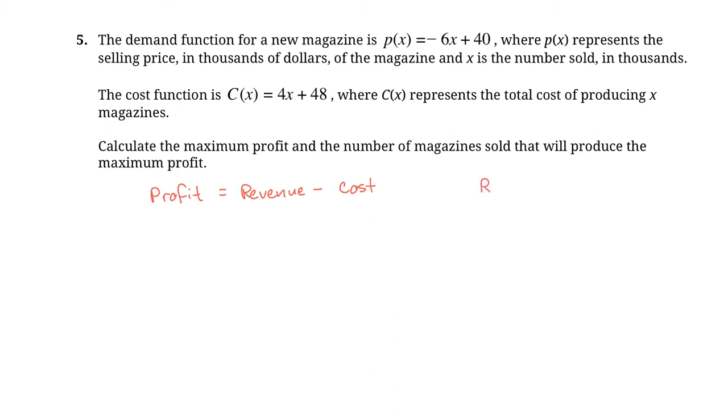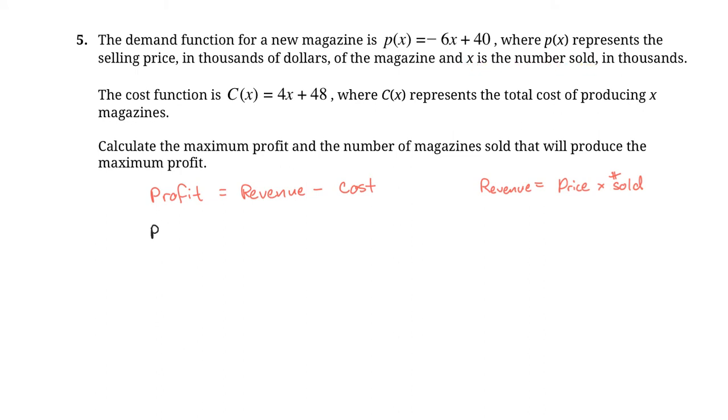Well, you should know that revenue is equal to the price of your item times the amount of items that you actually sell. And are we given our price? Well, we are given a price. We're given this demand function. P at x represents our selling price. So if P at x is our selling price, what is the number of items that we're selling? Well, x just represents the number of items sold.